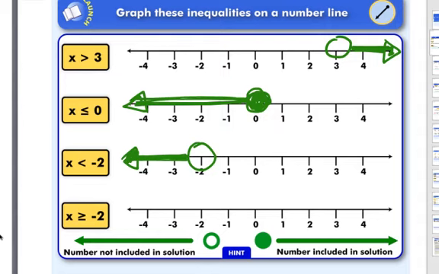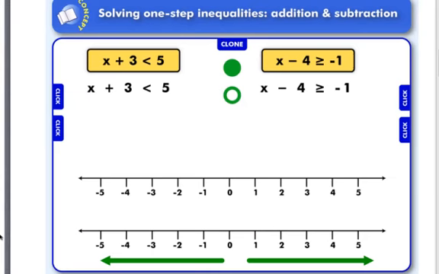And our last one, x is greater than or equal to negative 2. So our solution can be any number that's greater than negative 2, okay? But it can also include the number negative 2, so we use a closed circle. So just to review graphing inequalities, we use an open circle anytime that number is not included in our solution, and a closed circle when it can be or is included in our solution, when we have greater than or equal to or less than or equal to, okay? So that's just a quick review, and so let's move on to actually solving some inequalities.